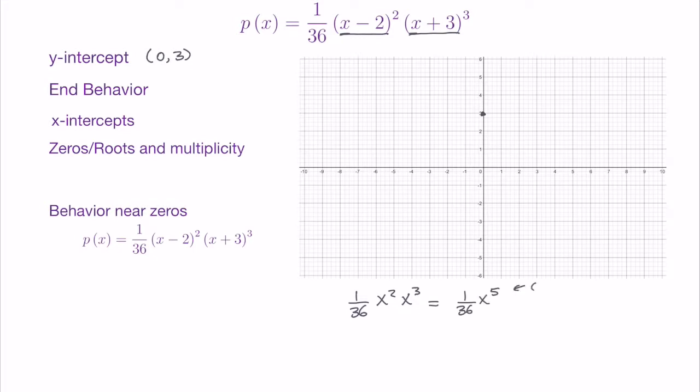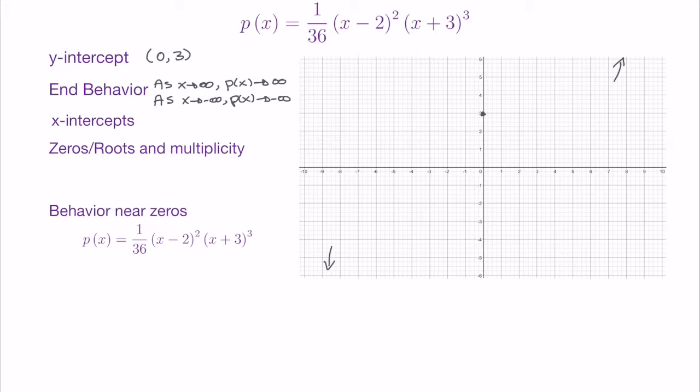We have an odd exponent and a positive number. That means that our graph ends like a quintic. As x approaches infinity, it goes up. As x approaches negative infinity, it goes down. We can describe the end behavior by saying, as x approaches infinity, p of x approaches positive infinity, and as x approaches negative infinity, p of x approaches negative infinity.